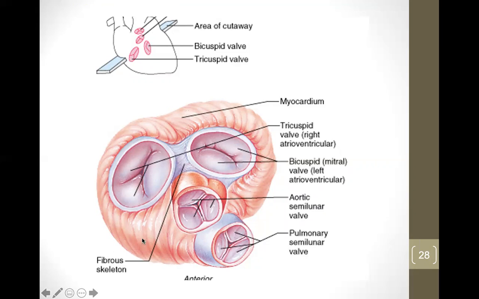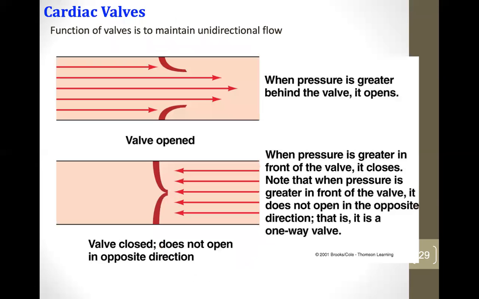Here we've got our tricuspid valve. Here we have our bicuspid valve. These are also called our atrioventricular valves, so this would be our right atrioventricular valve and our left atrioventricular valve. And then here are our semilunar valves. One is going up into the aorta, so this is our aortic semilunar valve. And one is going into the pulmonary circulation, so that's our pulmonary semilunar valve, or pulmonic semilunar valve.